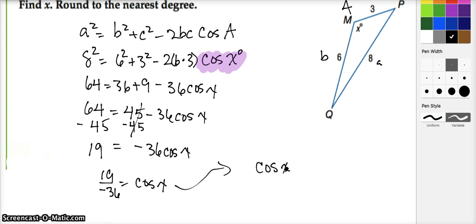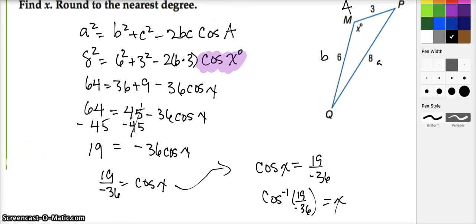And so now I'm going to take this information and do what I learned a couple sections before where we did inverse functions. If this is the case and I want to solve for x, I say inverse cosine of 19 over negative 36 is equal to x.